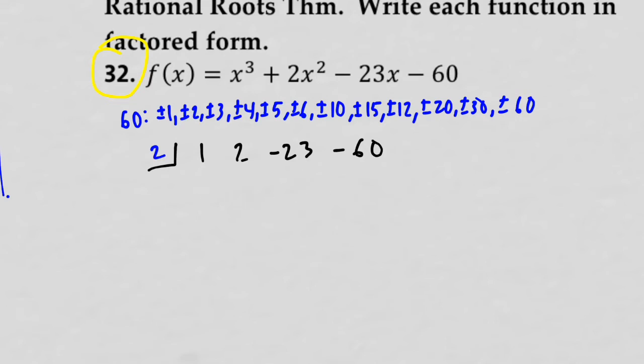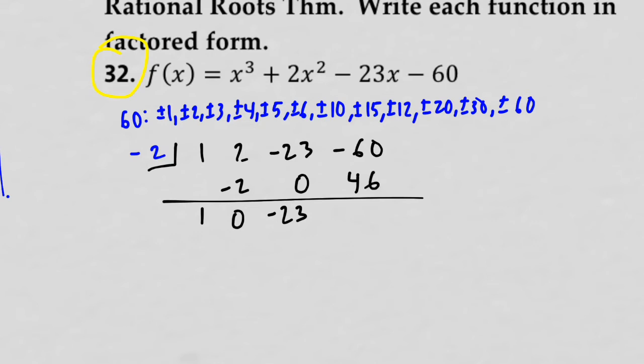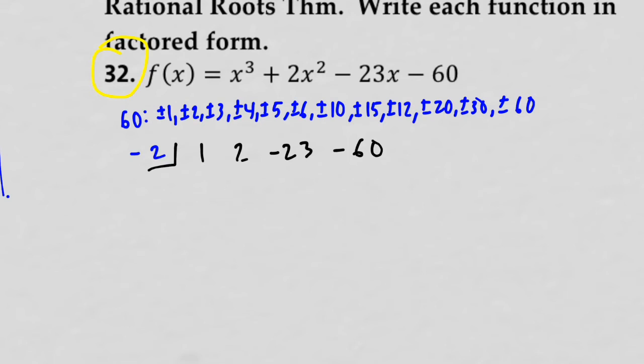Let's test out negative 2. Bring down the 1. Negative 2 times 1 is negative 2. That's 0. Negative 2 times 0 is 0. That's negative 23. Negative 2 times negative 23 is positive 46. No, it doesn't work either. Jeez. Okay, let's keep going. It's alright. Let's not give up. Let's keep trying. Let us try 3.